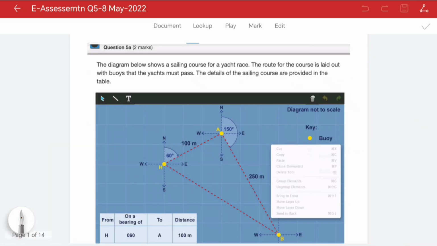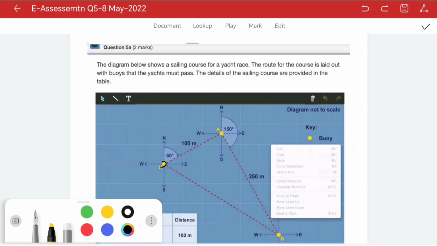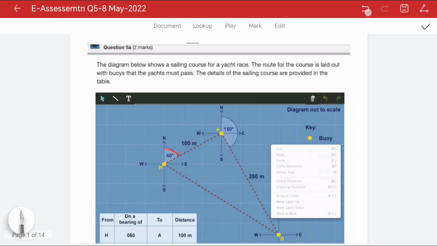Look at question number 5. The diagram below shows the sailing course of a yacht race. It starts from H to A, then A to B. They give us the bearing angle information. From H to A, the bearing angle is 60. Then A to B, the bearing angle is 150.